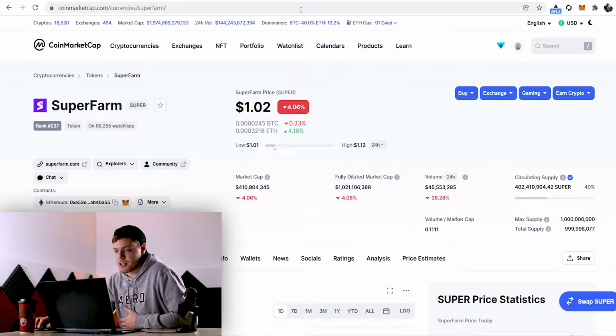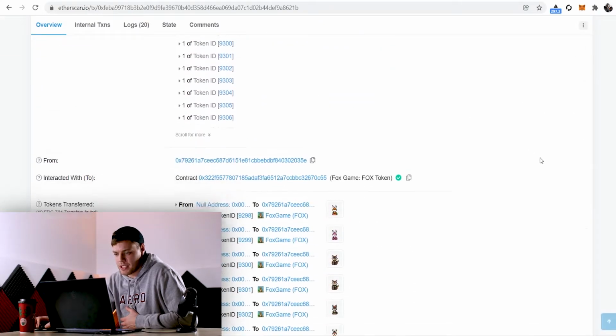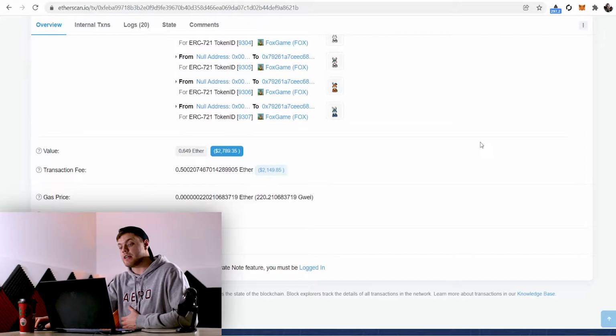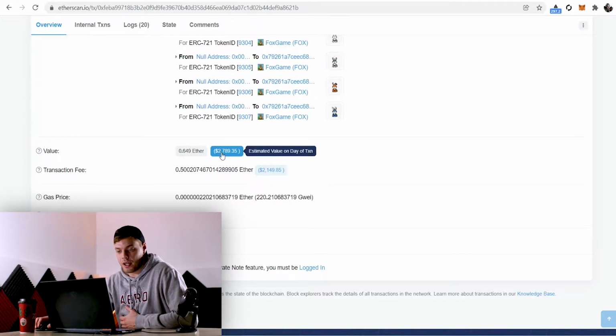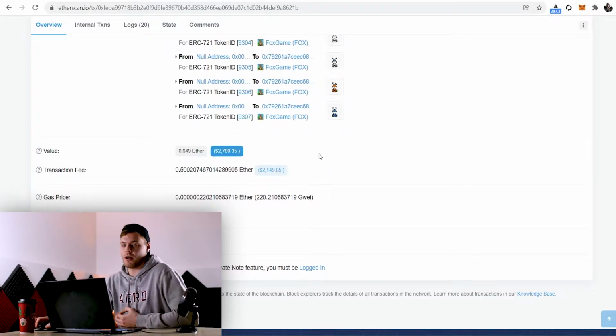I can actually pull up the Etherscan transaction history to show you this. You can see that transaction went through 39 days ago. It was to mint the Fox Game NFT project. And if I scroll down here, you can see the value of the NFTs that I was buying was about $2,700, whereas the gas fee that I had to pay to get those NFTs was over $2,100.